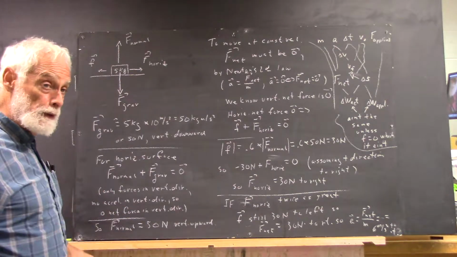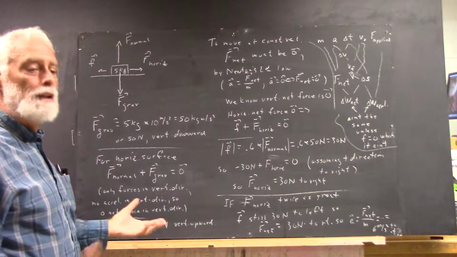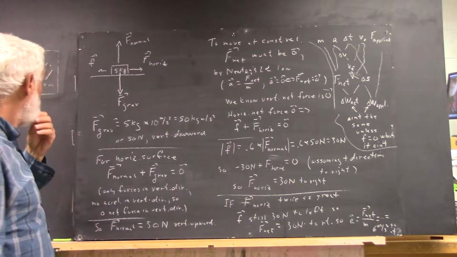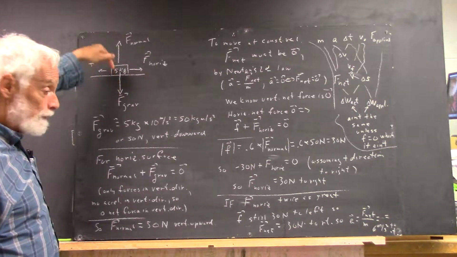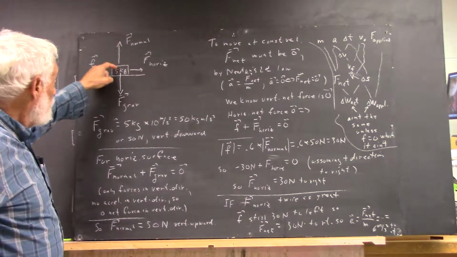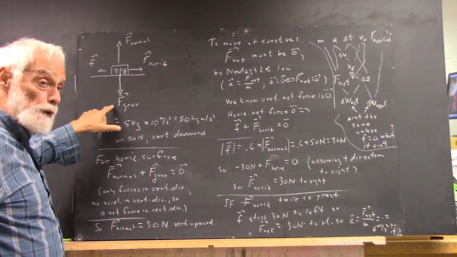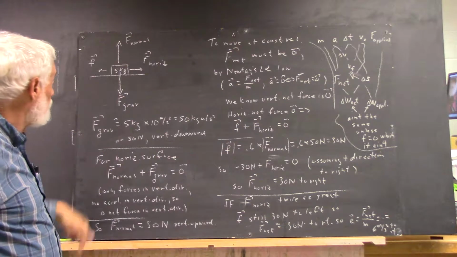Okay, well, obviously, the assumption is this is somewhere in the lab or somewhere at least in the vicinity of the surface of the Earth. So you have gravity pulling the thing toward the center of the Earth. You have a 5 kilogram mass and you have gravity. You can easily figure out the magnitude of the gravitational force, and you know it's downward.